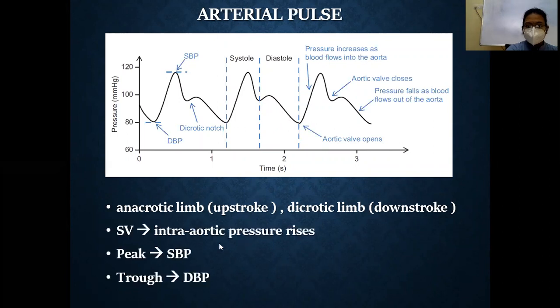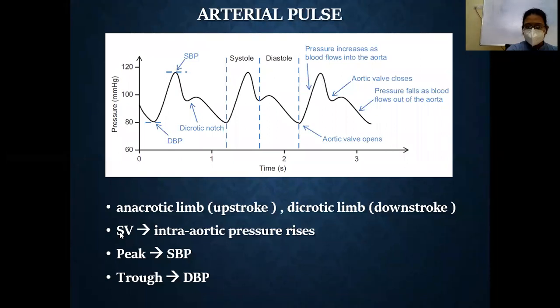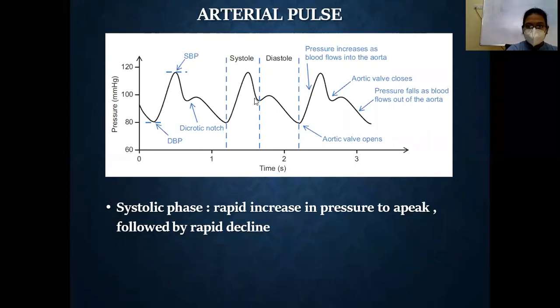The upstroke represents the increase in pressure as the blood flows into the aorta. That corresponds to your stroke volume, which leads to an increase in the intra-aortic pressure. The peak is your systolic blood pressure and the trough is your diastolic blood pressure. Next, in the systolic phase, from this point to the dicrotic notch, what is happening? Initially there is a rapid sudden increase in the pressure to a peak, and then it is followed by a rapid decline.